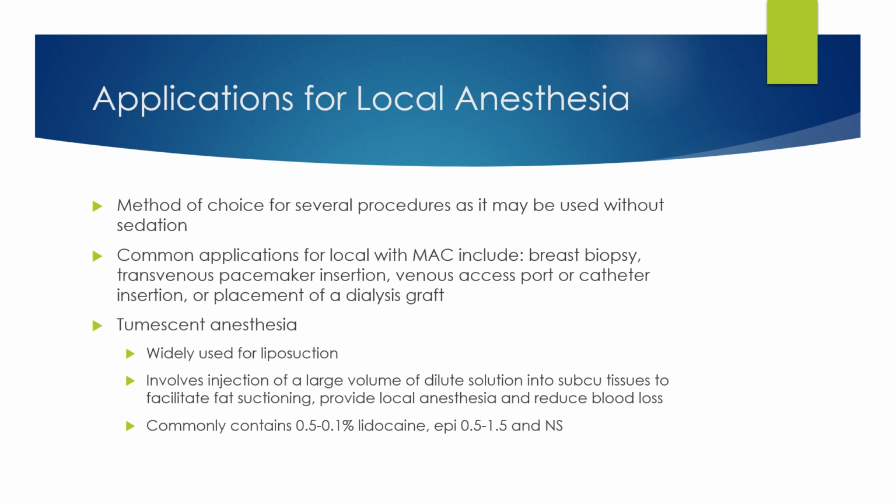Tumescent anesthesia is widely used for liposuction. It involves a large volume of dilute solution into subcutaneous tissues, and that facilitates the back suctioning while providing local anesthesia and reduced blood loss. It commonly contains usually about 0.05 to 0.1% lidocaine, and epi 0.5 to 1.5, and normal saline.